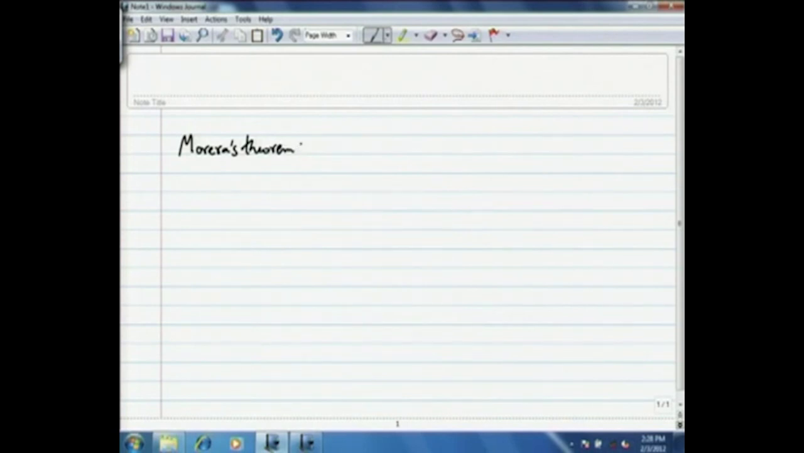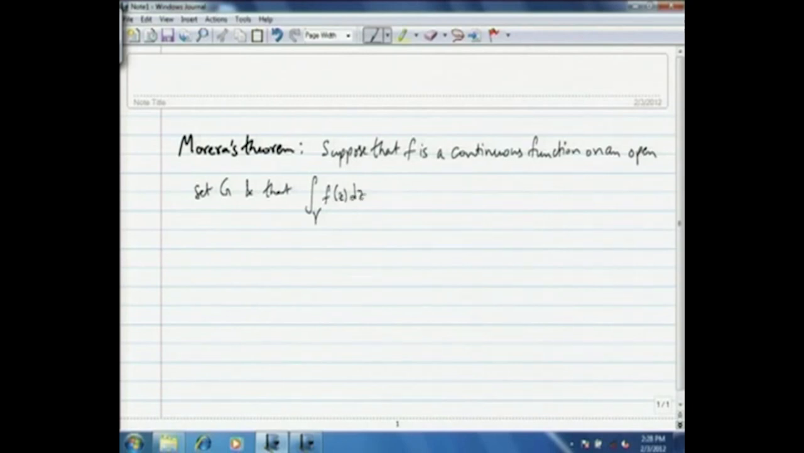So, this Morera's theorem is a partial converse to Cauchy's theorem. So, it states the following: suppose that f is a continuous function on an open set G, and suppose that the integration of f of z dz on a contour gamma is 0 for every closed contour. So, in particular for every simple closed contour in G.